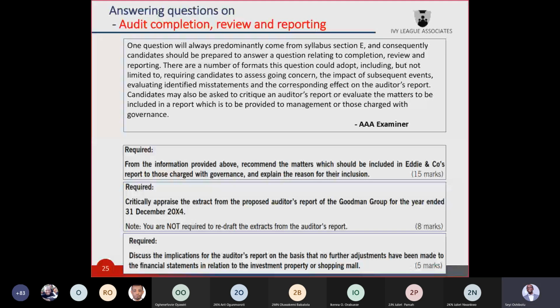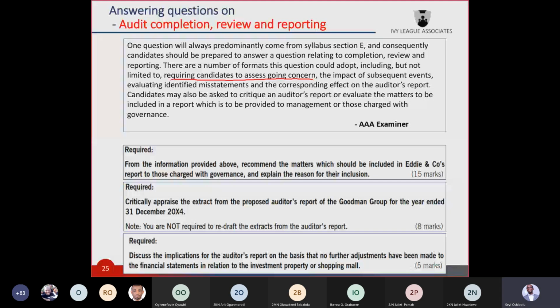Now, hear this. The examiner says, there are a number of formats this question could adopt, including but not limited to, number one, requiring candidates to assess going concern. So they could give you a company's financial information, give you additional information, and ask you to assess what are the indicators that this entity may not be a going concern. What are these, what are that?